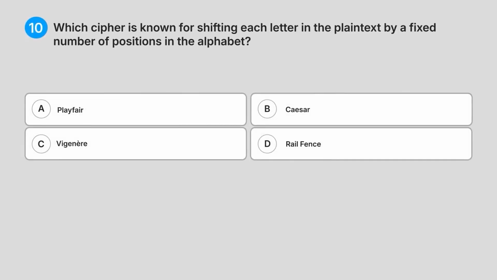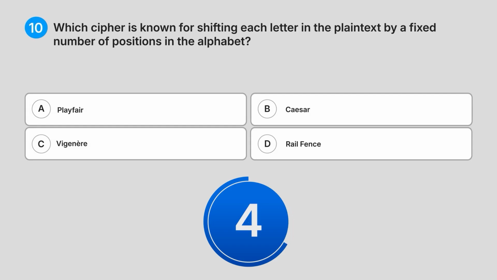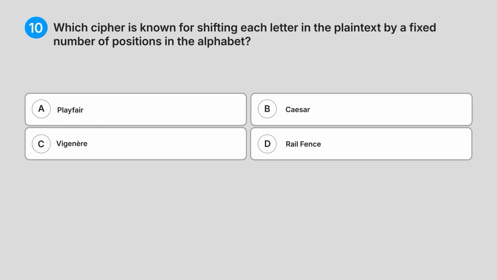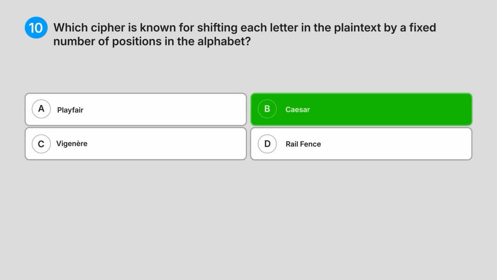10. Which cipher is known for shifting each letter in the plaintext by a fixed number of positions in the alphabet? A. Playfair, B. Caesar, C. Vigenère, D. Rail fence. Do you know the answer? Correct answer, B. Caesar.